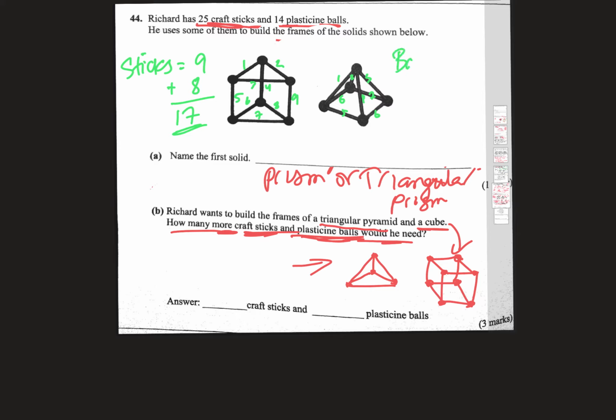And how many plasticine balls would there be? Let's change that color to blue. We have 1, 2, 3, 4, 5, 6. So we have 6, plus 1, 2, 3, 4, 5. We have 5. So again, 5 plus 5 is 10, plus 1 gives us 11. So in total, we have 17 sticks and 11 balls. That means Richard did not use all of the original amount that his parents bought for him.